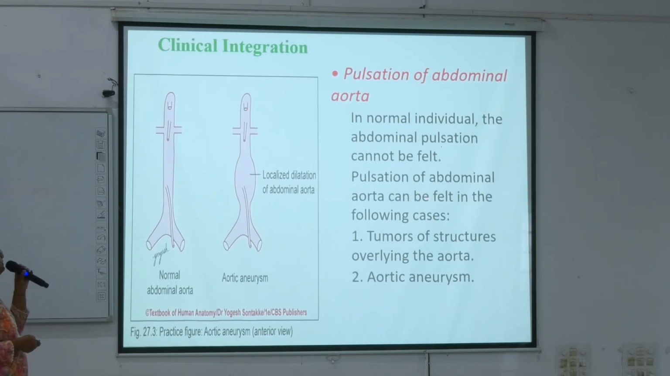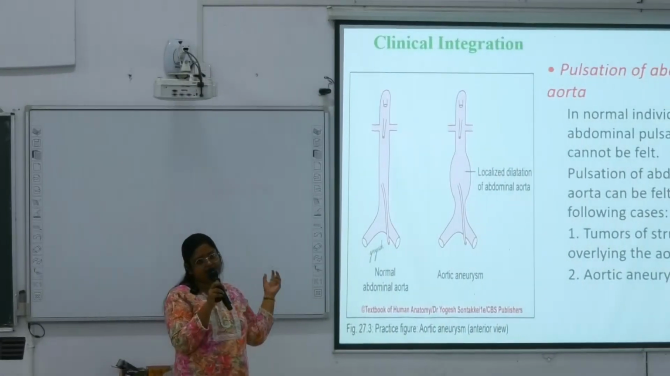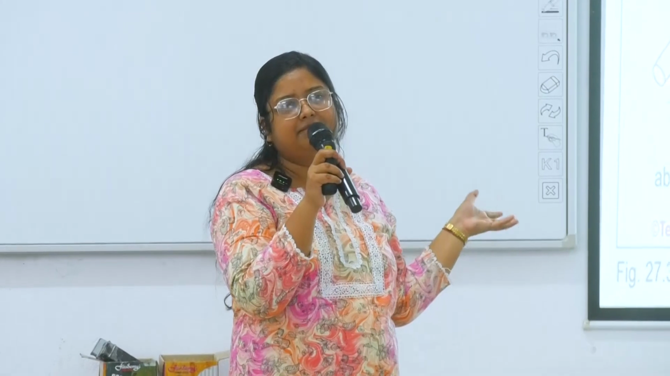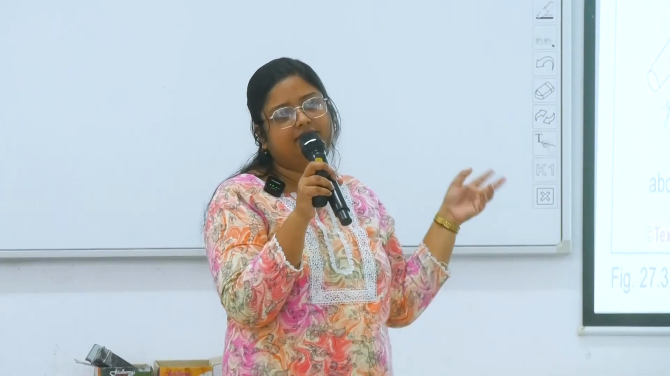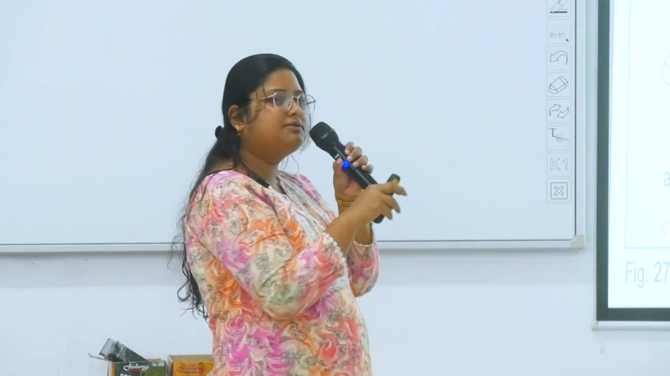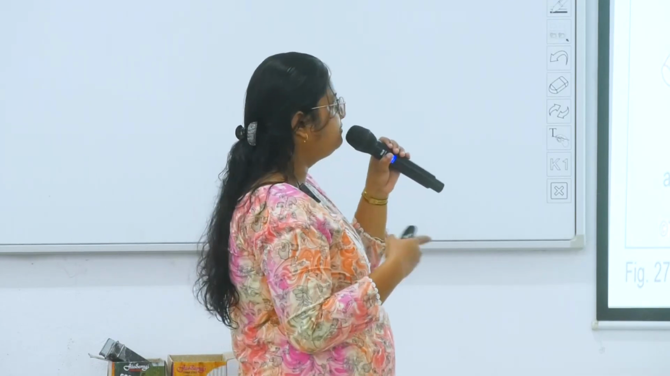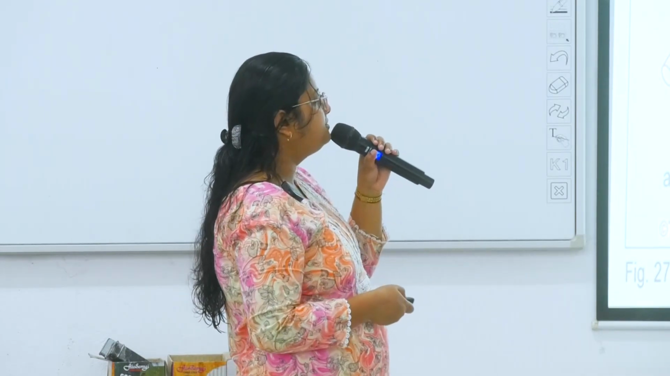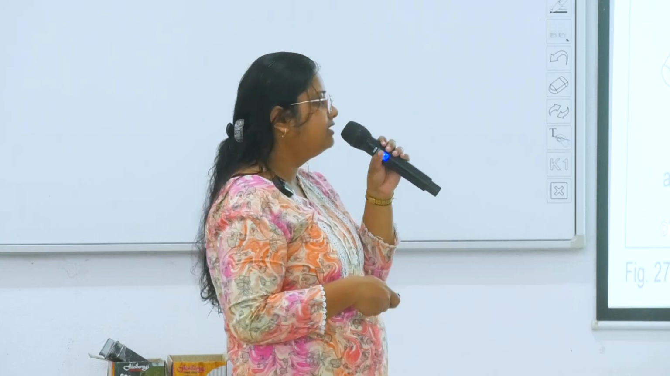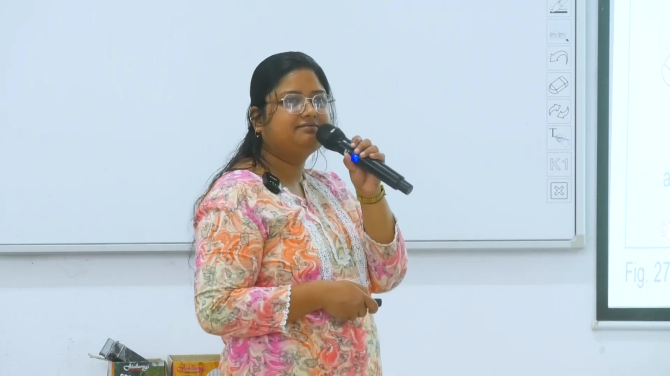Pulsation of the abdominal aorta can be felt in these two cases: tumors of structures overlying the aorta, that means those forming the anterior relations, the third part of the duodenum, pancreas, renal vein, splenic vein. In case of tumors of these structures, or some nerve plexus, nervous tumor or lymphatic tumor, if they are lying over the aorta, pulsation passes through the hard mass and you can feel it over the abdomen. So tumors of structures overlying the aorta, and aortic aneurysm. In case of aortic aneurysm, you can feel the pulsation over the abdomen.